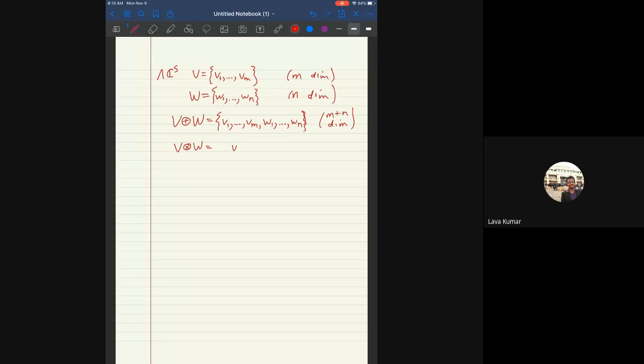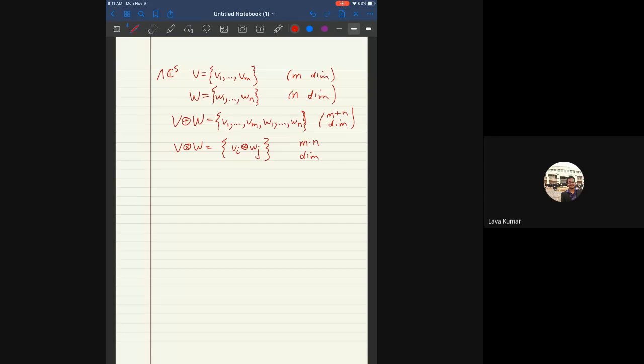I can take any pair of basis elements, a basis element from the V basis, and take its product with a basis element from the W vector space, from the W basis. And the set of all such pairs forms the basis for a new vector space, V tensor W. Okay, so that's an M times N dimensional vector space. Fine, so that's what the direct sum and direct product of vector spaces is defined to be.